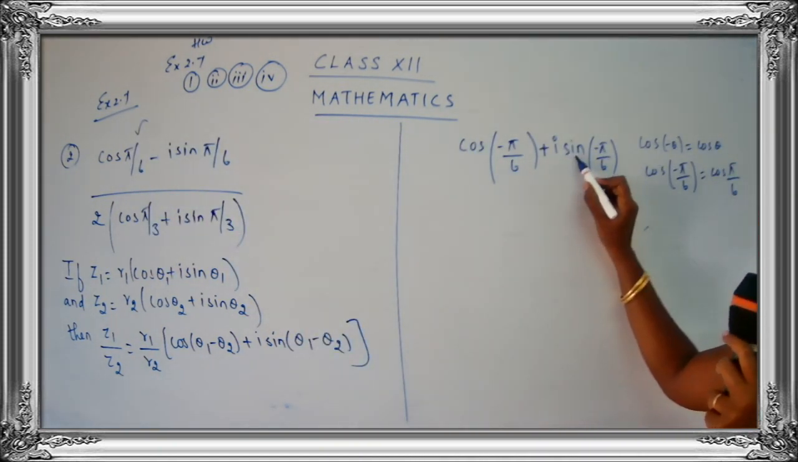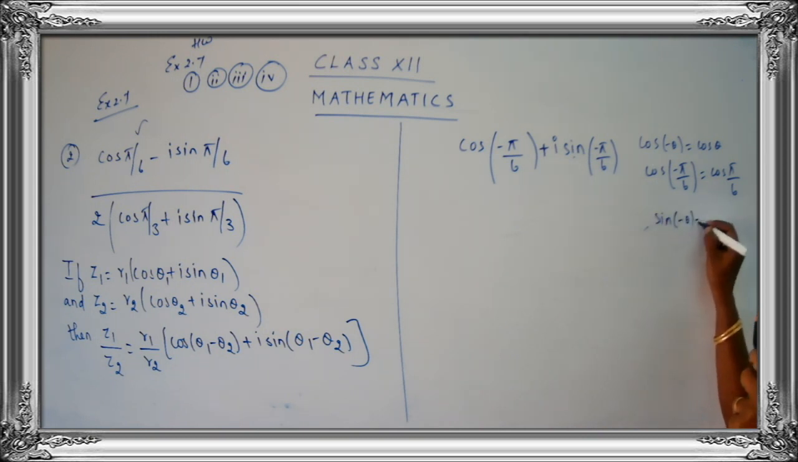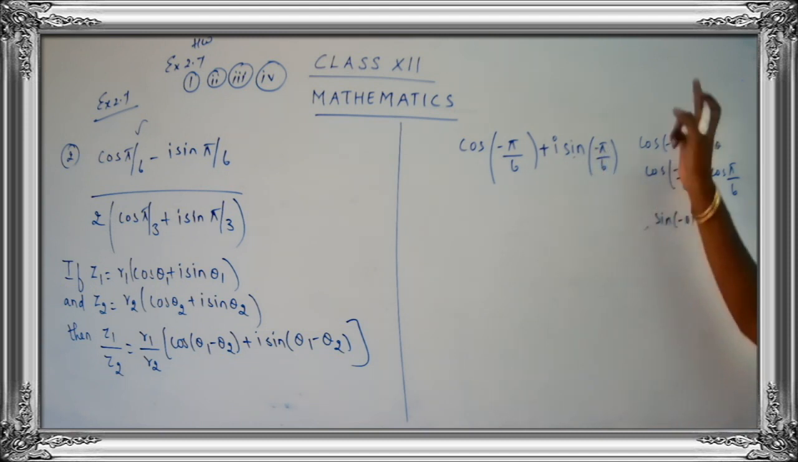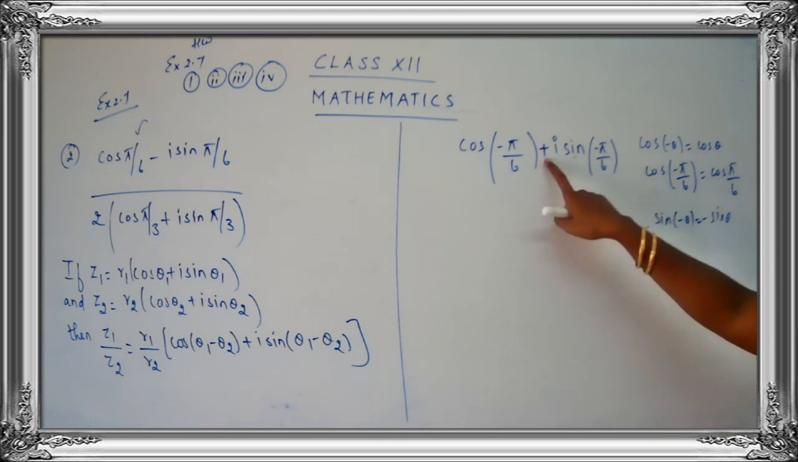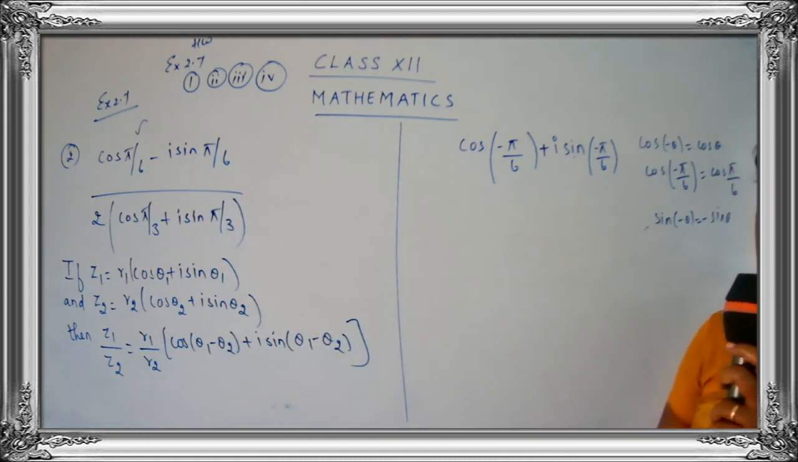Now what is the value for sine minus pi by 6, children? What is the value for sine of minus theta? This is minus sine theta, yes. So sine of minus pi by 6 will become minus. So where are you going to put minus? You are going to put minus in the front. So I'll get minus i sine pi by 6. Are you clear?